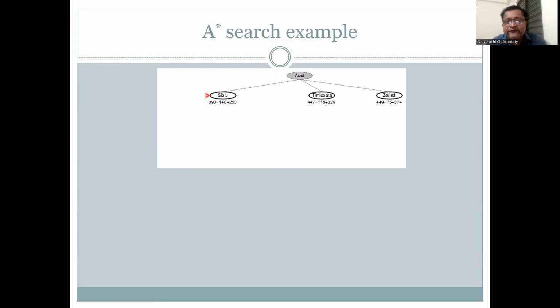So 140. Likewise, from Arad to Timisoara is 118, and from Timisoara to Bucharest is 329. So Gn plus Hn equals Fn, and Fn equals 447. The overall Fn value as a sum of Gn plus Hn is what is considered. So the lowest among these is 393.